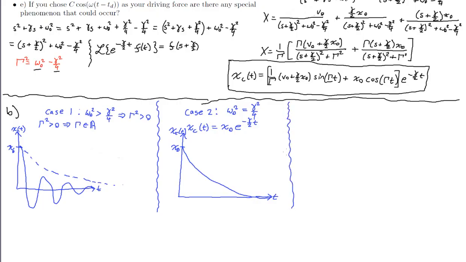Okay, now case 3. Case 3 is omega naught squared is less than gamma squared over 4. And what that implies then is that gamma squared is negative, which can only mean one thing. It means that gamma is a member of the complex numbers.